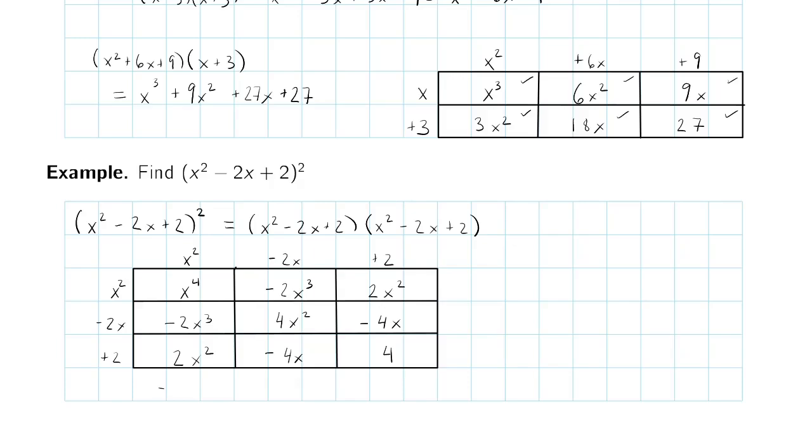So what does that give us? Well, we have one x to the fourth term, just x to the fourth. Negative 2x to the third minus another 2x to the third. That's negative 4x to the third. 2x squared plus 4x squared is 6x squared, plus another 2x squared is positive 8x squared. Negative 4x minus another 4x is negative 8x. And then our only constant is the plus 4.